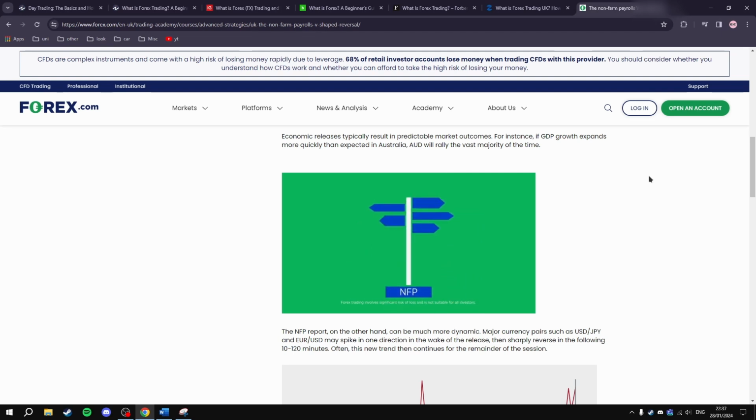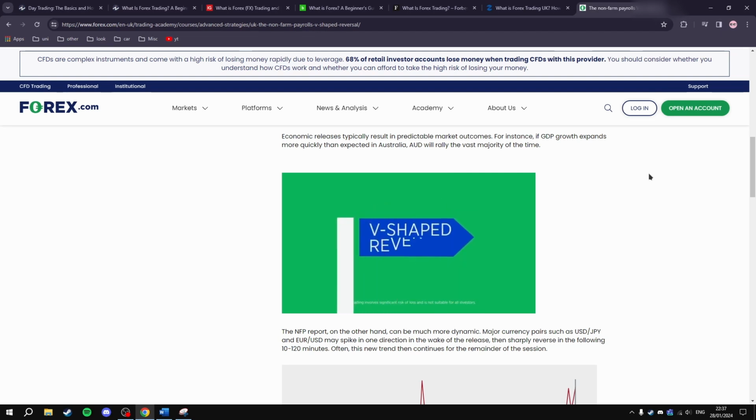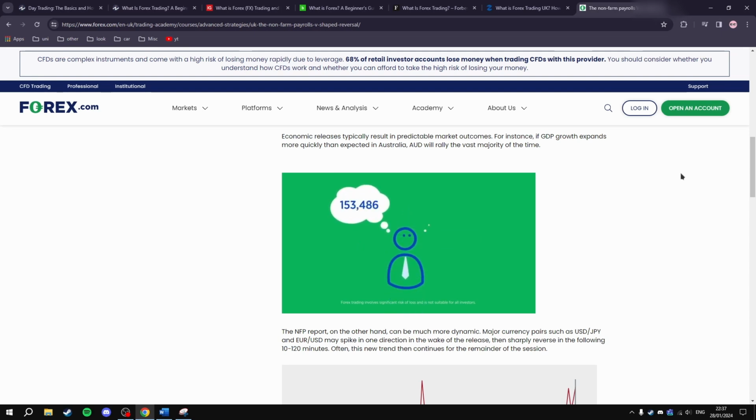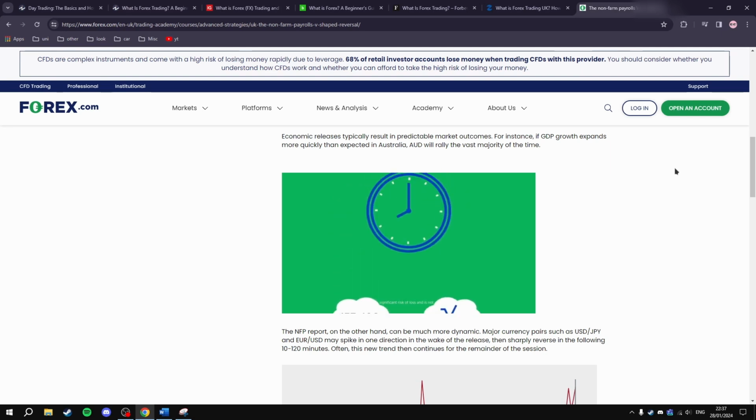There are many strategies to trade around the NFP, but a particularly popular one relies on the famous V-shaped reversal that follows in the wake of the release. This is where the market will spike suddenly in one direction as traders buy or sell safe haven currencies before reversing in the following 10 to 120 minutes in the other direction. Rather than trying to get in early and predict both the NFP number and the market's reaction, many traders will wait until initial volatility dies down and try to catch the V-shaped reversal.